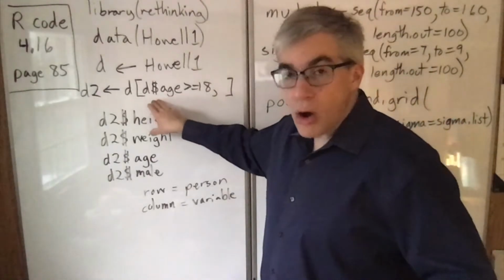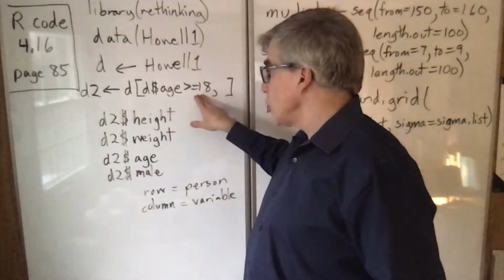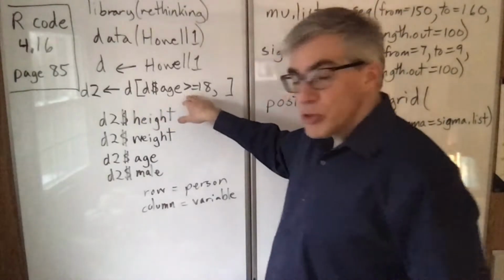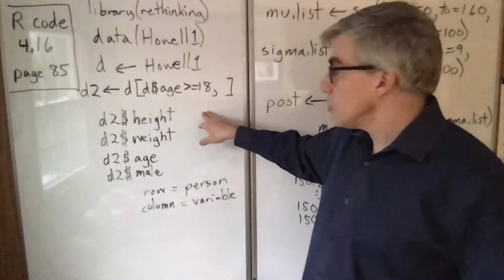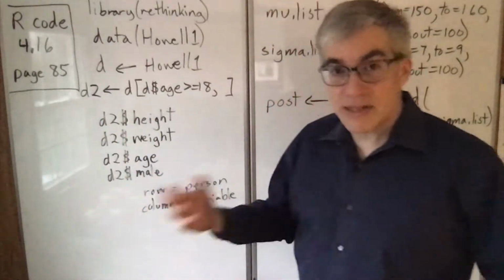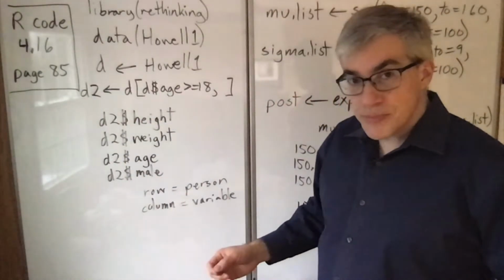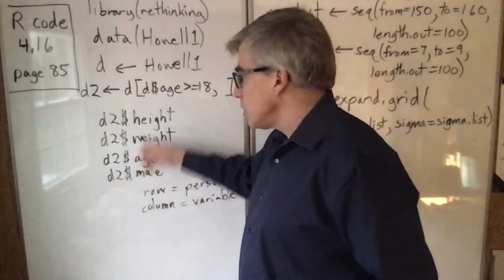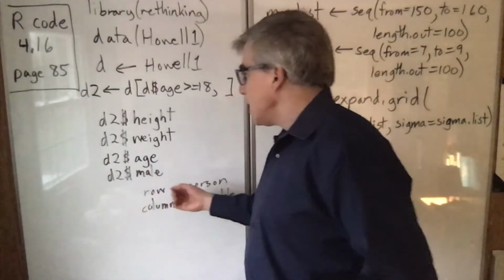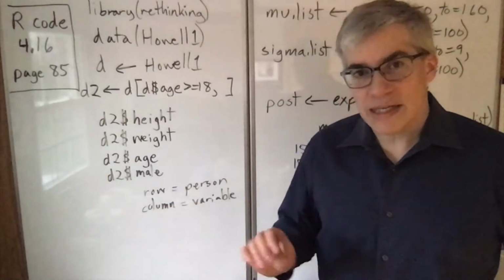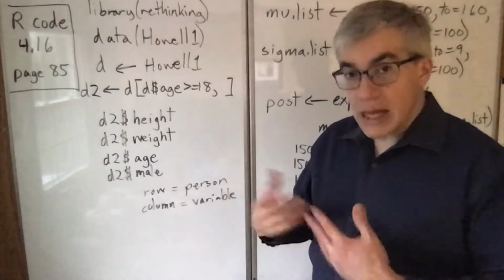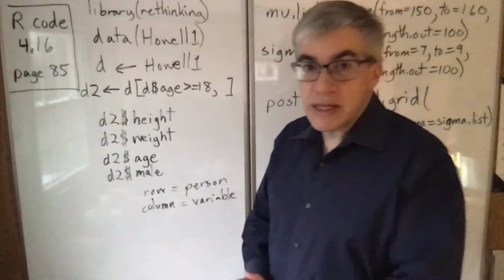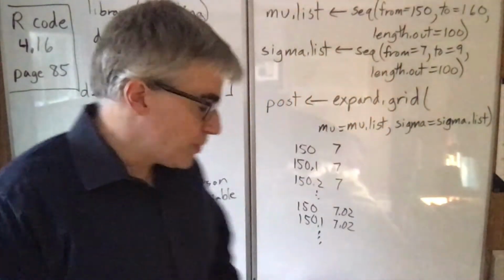But we're not taking all of the rows, we're only taking the rows that have an age attribute greater than or equal to 18. So this is how we say, let's just take the adults from data frame d. So every row is a person, every column is a variable, and d2 has ages that are only 18 or above. That's the background you need. Now we can get to the actual code itself.